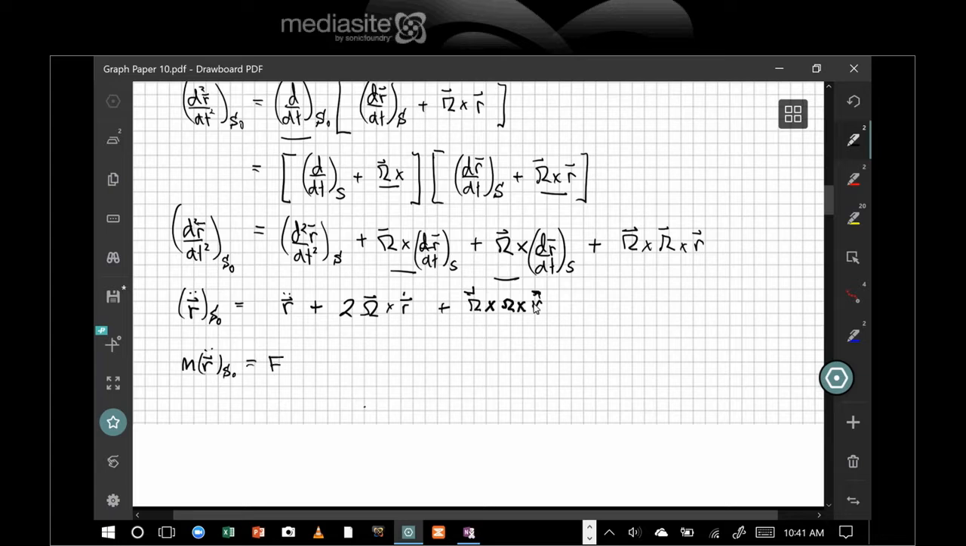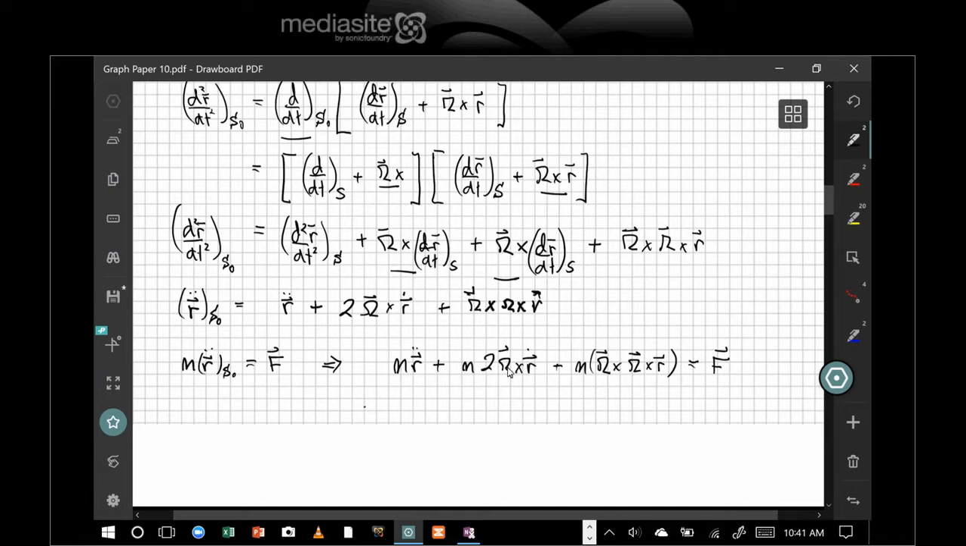Okay. So now what I want to do is use this result to write down F equals ma in the S frame, given what we wrote before for the S0 frame. So what I can say was that, but before I do that, let's make this notation a little simpler. Here I'm going to call this R double dot in the S naught frame, and this is the R double dot in the S frame.